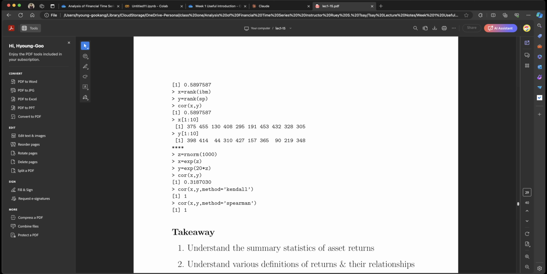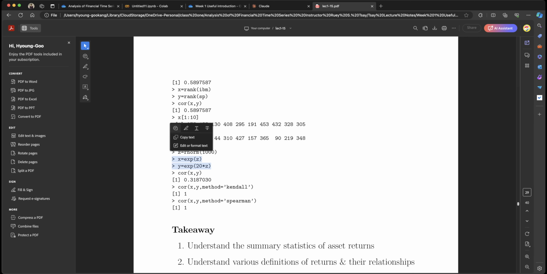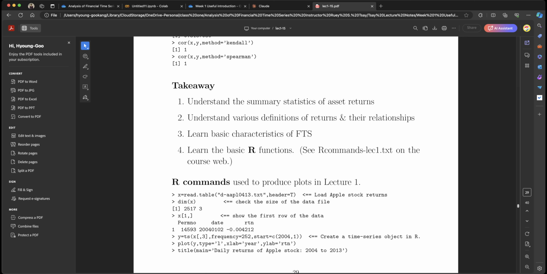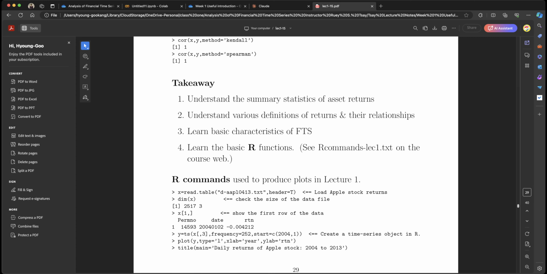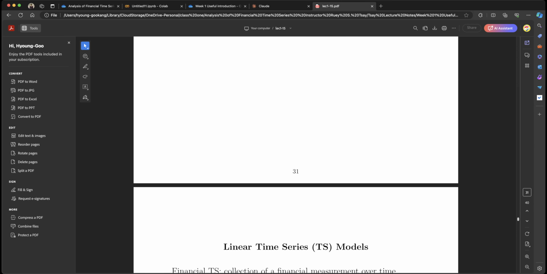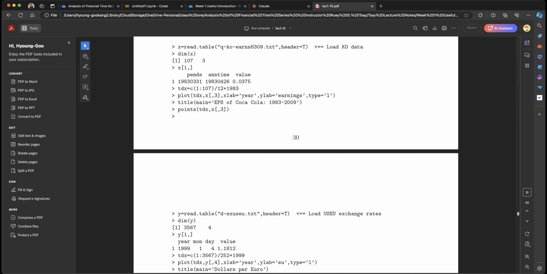But if we calculate the Kendall measure and Spearman measure, which are based on rank and co-movement, they generate the correct answer of one, a strong positive correlation between these two numbers, because they are basically from the same underlying process Z. So we have takeaways, and then the R command used to produce plots in lecture one. Okay, and again I will not do this one because now it is straightforward how to transform this R code to Python. Okay.